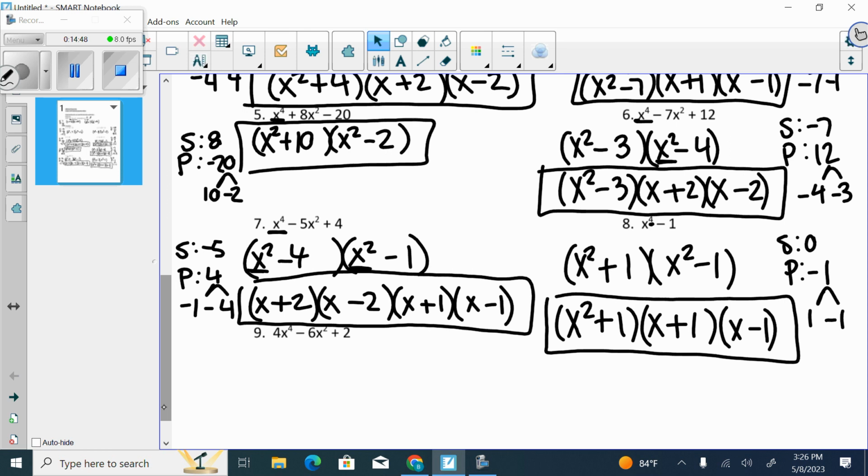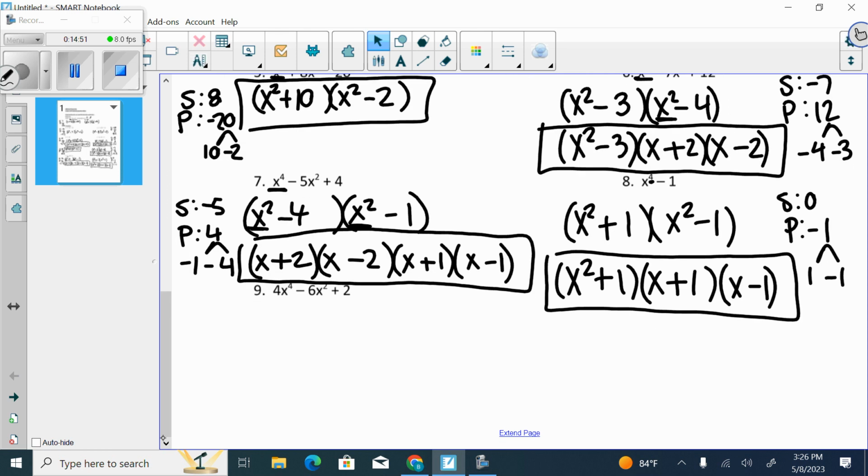All right. Last one. Does number 9 have a GCF? 2. Okay, so we need to pull out a 2. If I divide 4x to the 4th by 2, what's left? 2x to the 4th. All right, and when we divide negative 6x squared by 2, we get negative 3x squared. Good. And if I divide 2 by 2, we get 1. Okay. So now that we fixed it, what is S and P? 3, negative 3. Good. So S is negative 3, P is positive 1.